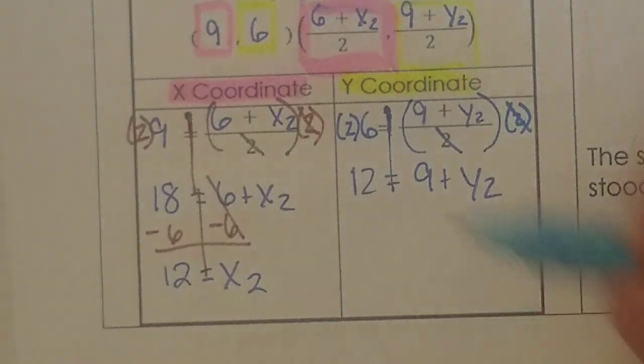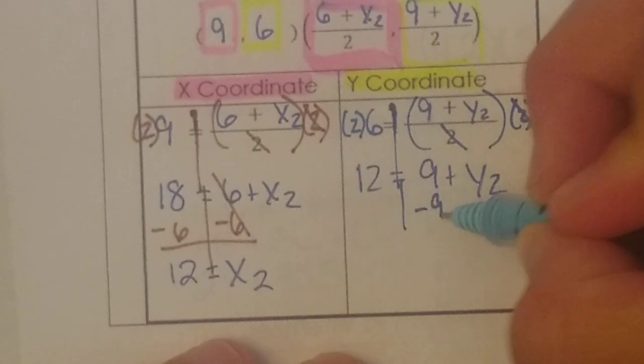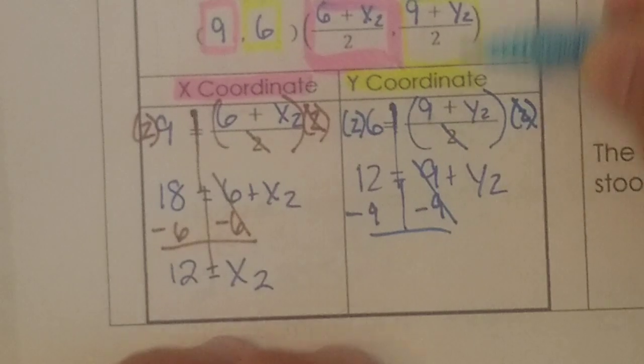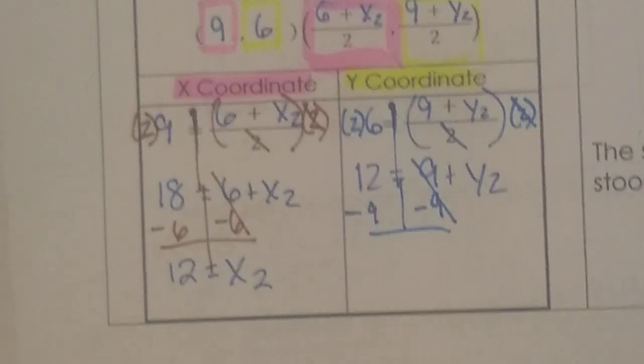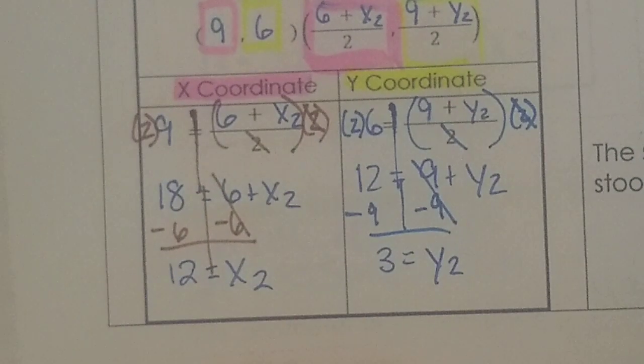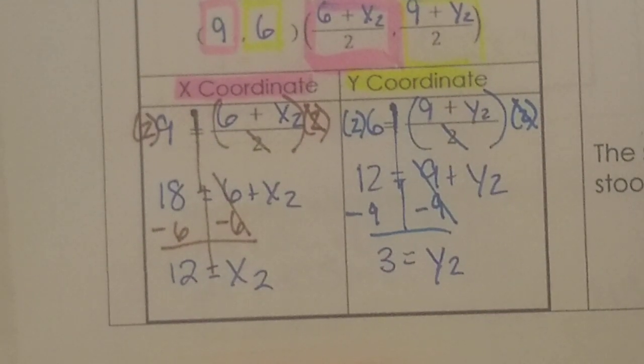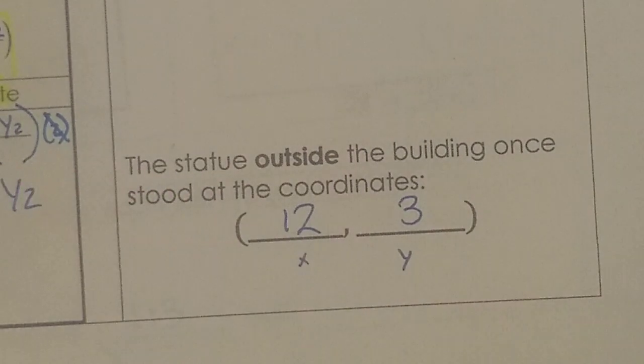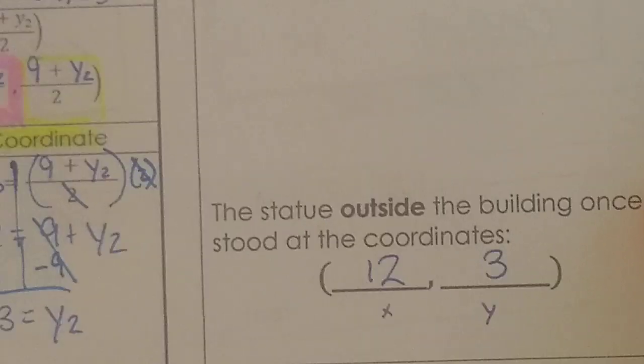Then I just have to cancel out the 9. Same way, subtracting on both sides. They cancel out. 12 minus 9 is 3. So 3 equals y2. And then all I now have to do is plug them in. I know coordinates are x and y, so my x coordinate is 12, and my y coordinate is 3. See what I did over here. So then now I have the answer to the final part of my problem.